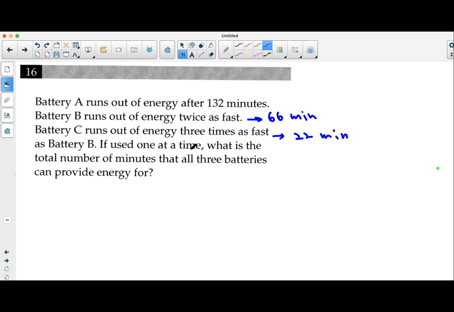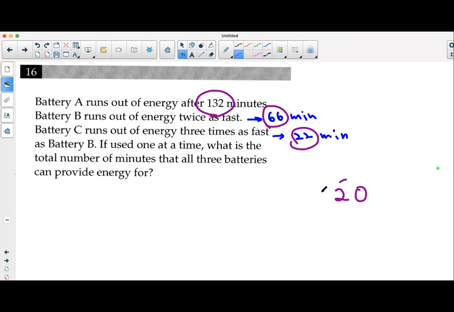If used all at a time, what is the total number of minutes that all 3 batteries can provide energy for? So basically what they're saying is they want you to add up these 3 values. That's it. So what do we end up getting, guys? 2 plus 2 plus 6 becomes 0. 1 goes up. 2 plus 6, which is 8, plus 3 becomes 11. And then here it goes, 12.